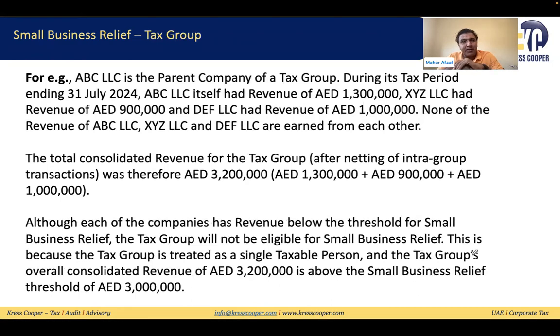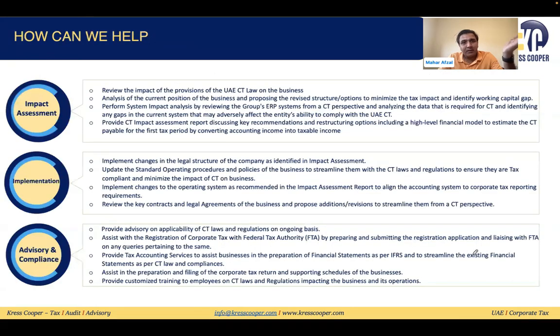Tax group example: ABC parent company, period revenue 1.3 million, revenue 9 million, revenue 1 million. Okay, they have consolidated. We all know this. Then we need to apply the criteria threshold at the group level instead of the individual entity level.